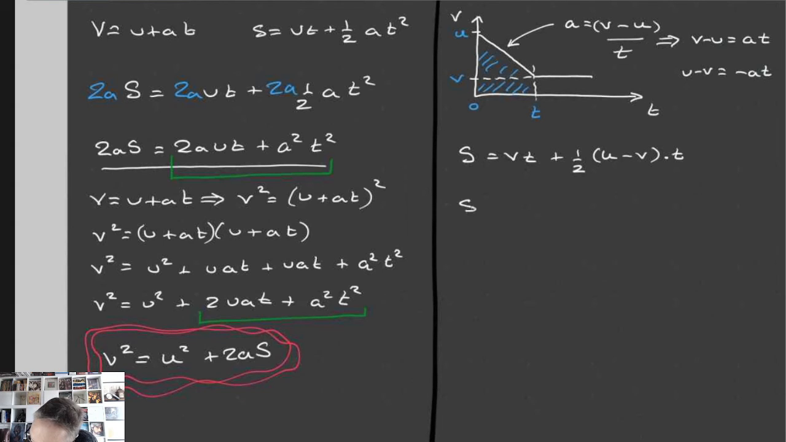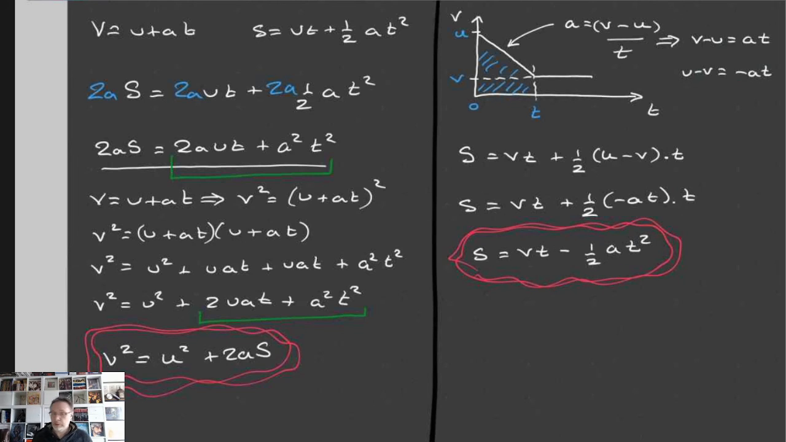So I have s is vt plus a half, and instead of u minus v, I'm going to put minus at multiplied by t. So I end up with a fifth equation, which is vt minus half a t squared. And that is another equation of motion.